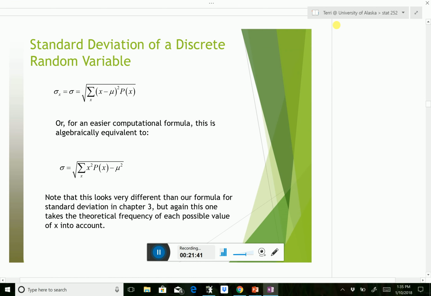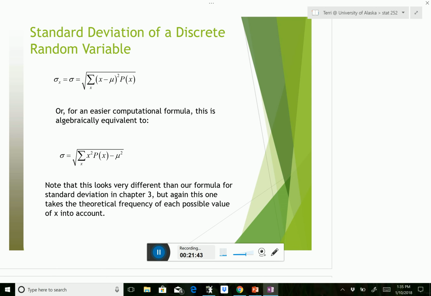So let's talk about the standard deviation. Now, very similar to the mean, we can also find the standard deviation. So here is the definition formula. We take the difference between x and mu, so each point and its mean, then we square that, and then we multiply that times its probability, and then we take the square root.